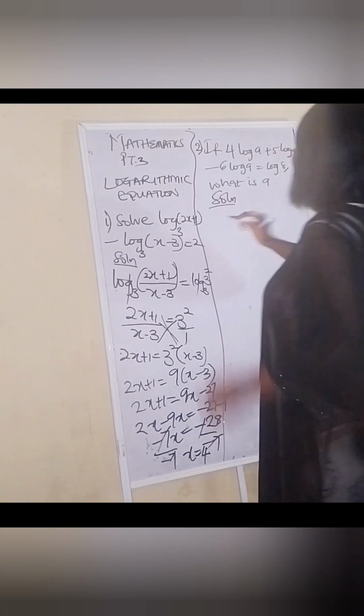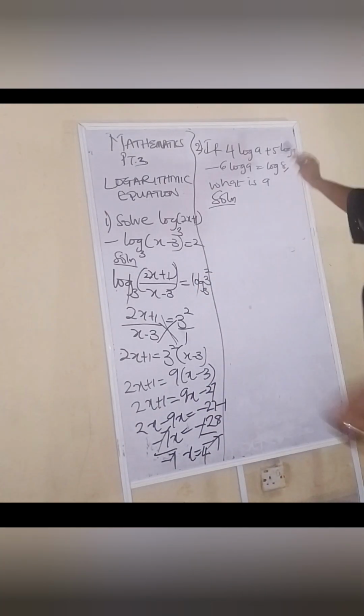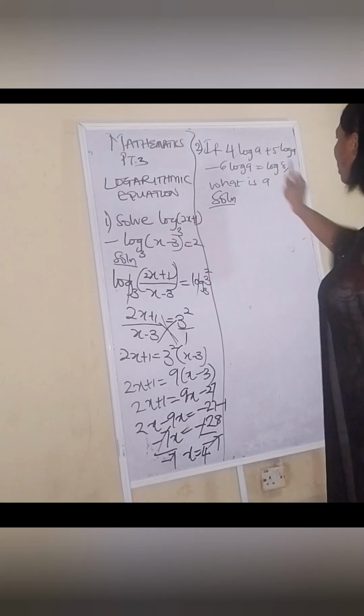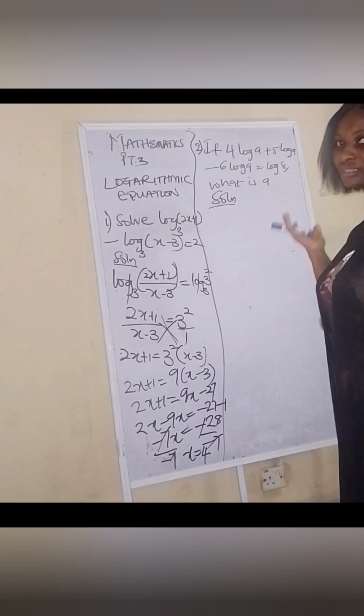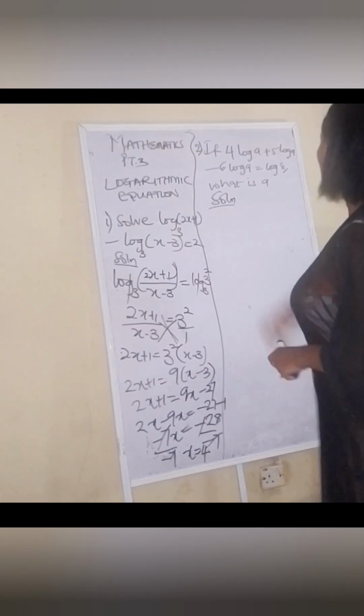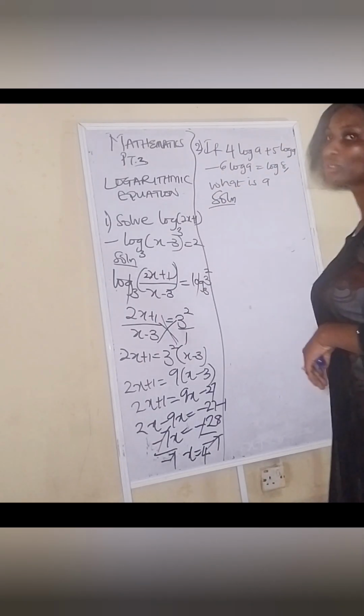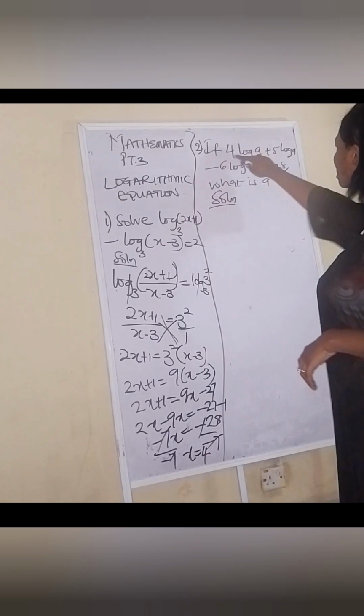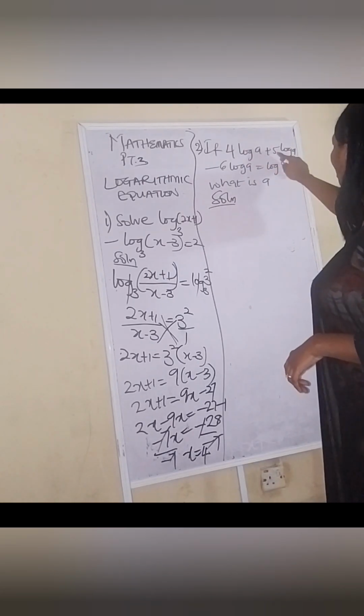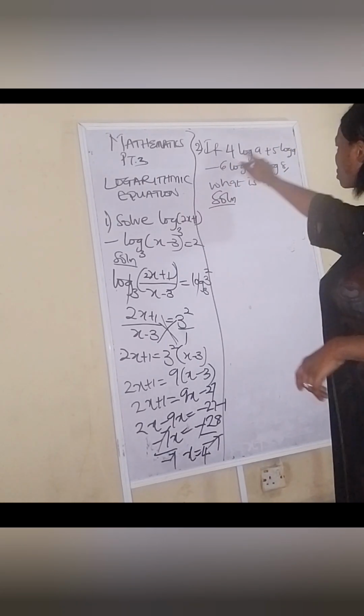Simple as ABC. So if 4 log a plus 5 log a minus 6 log a equals log 8, what is a? Okay, let's do that now. We already know that addition in logarithm is multiplication, and minus is division. So before that, this 4 is going to turn to power, this 5 will turn to power, and this 6 will turn to power.